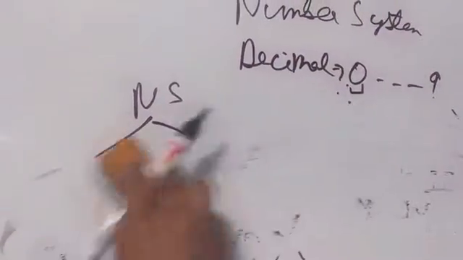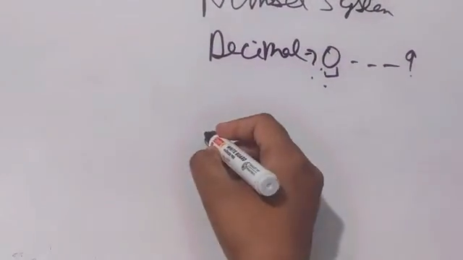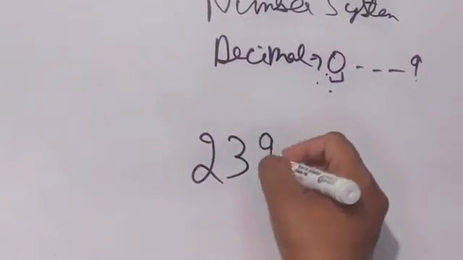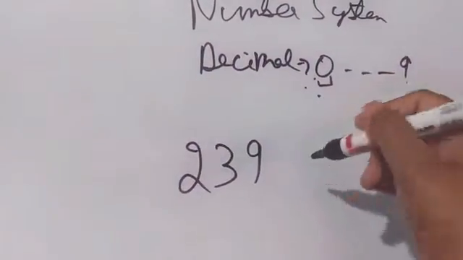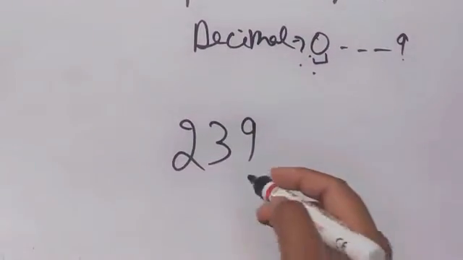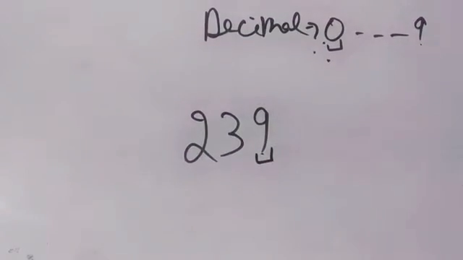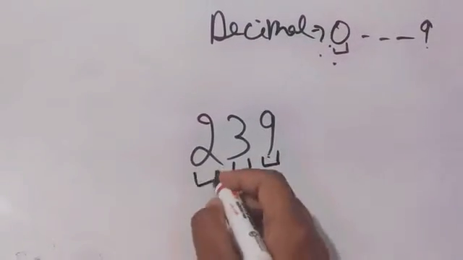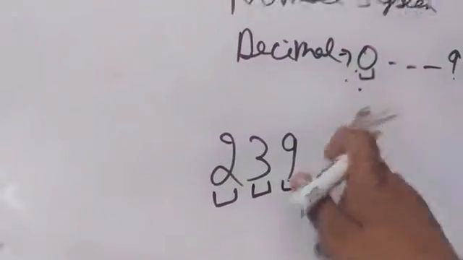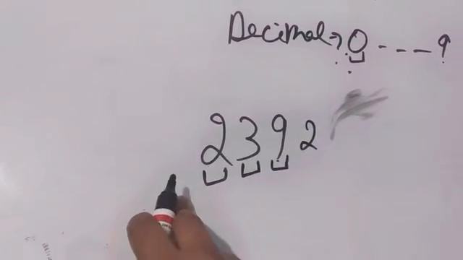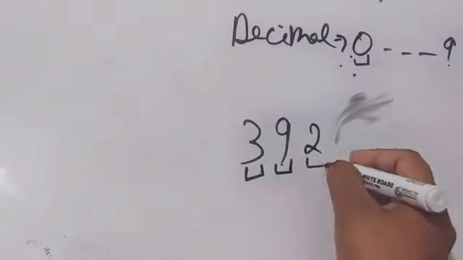Why is this called the positional number system? Because the digits have weightage as per the position. For example, if I write the number 239, it is a valid decimal number because 0 to 9 are valid digits in it. So why is it a positional number system? Because every digit has weightage as per its position. It's a ones place, a tens place, a hundreds place. If I write 2 here, it will be considered as 200. If I remove it from here, it will be considered as only 2.